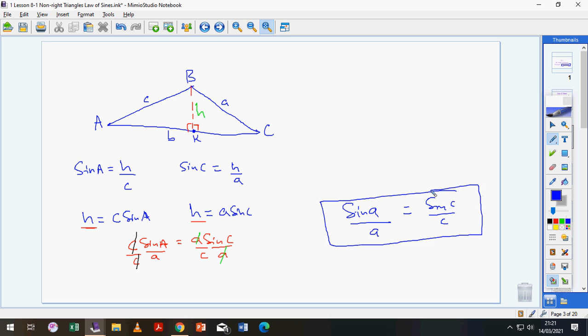And I told you that if I use the perpendicular from A to side A, or from angle C to side C, I'll be able to get an expression for B, and I'll still end up concluding that all of this is equal to sine B over B, and generally that all of this is always a constant. So that's the proof of the sine law.